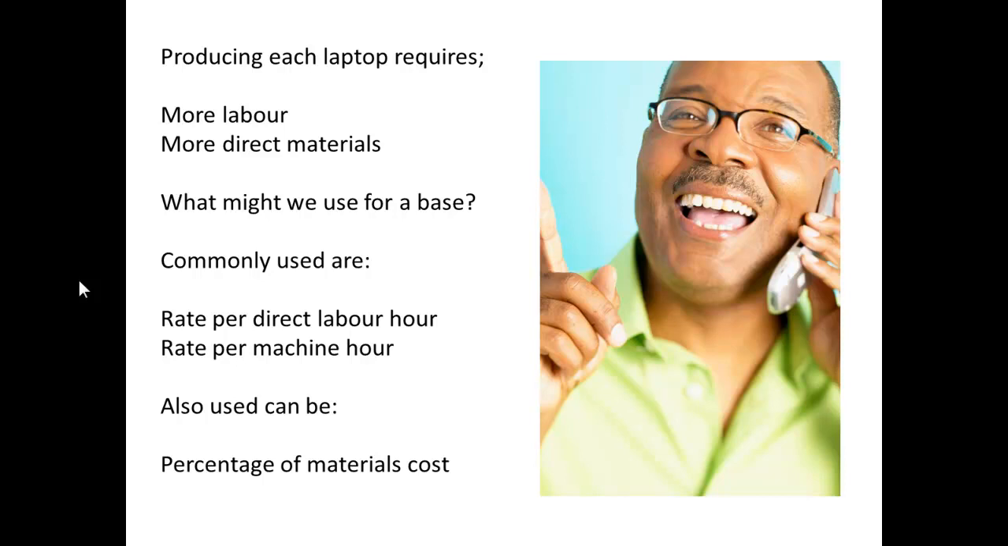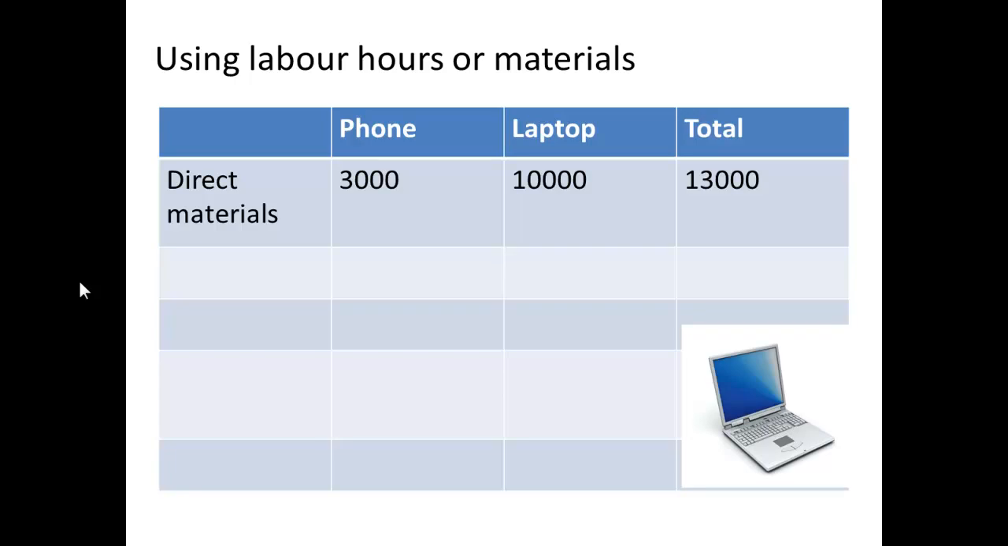So producing each laptop requires more labour and more direct materials. So what could we possibly use as a different base? Well, we could look at the rate per direct labour hour, or the rate per machine hour, or we could look at the percentage of materials cost. And of course there are other things that we might use as well. We're just going to consider using direct labour hours or materials.